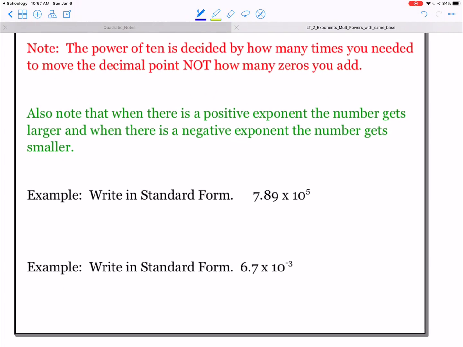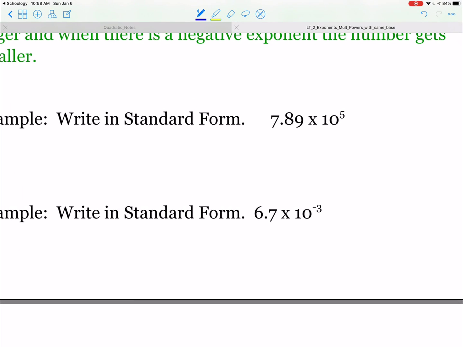Note, the power of 10 is decided by how many times you need to move the decimal point, not how many zeros you have. Also note, when there's a positive exponent, the number is larger. When there's a negative exponent, it gets smaller. So let's look at this first example, 7.89 times 10 to the 5th.